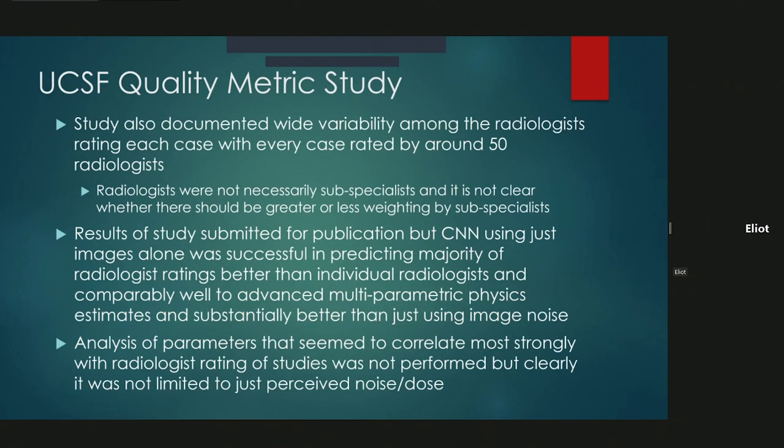And the study really documented fairly wide variability among radiologists, with every case rated by, I think, 25 or 30 or more radiologists. The results of the study are being submitted for publication, but I think the bottom line is that in general, there was a fair amount of variability, that some of the multiparametric physics estimates seemed to be better than just using image noise, but that it is still a challenge to predict, probably partly because of the wide variability in radiologists' subjective scoring, but that overall pixel-based AI techniques were relatively similar in performance to the physics-based AI techniques, and also looking at overall image noise.